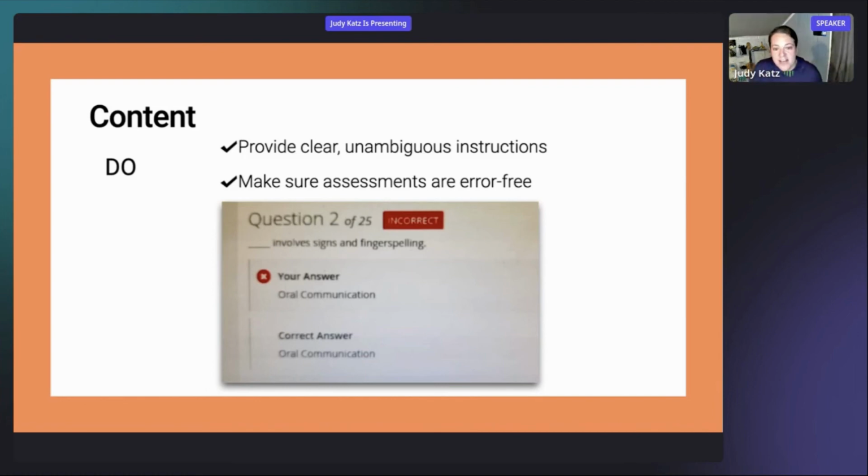He answered oral communication, but he still got it wrong. I could tell, as an instructional designer who specialized in e-learning for 25 years, that somebody just didn't QA this course well enough. But he is sitting there on question 2 of 25, wondering, did I get it right or did I get it wrong? Am I going to flunk this? Am I going to get another chance?